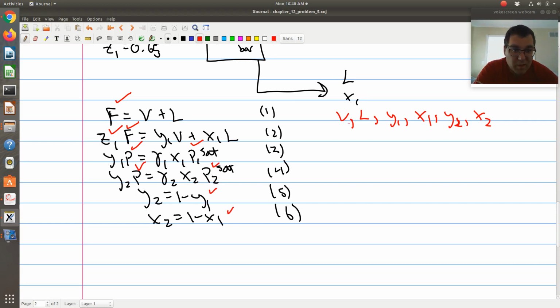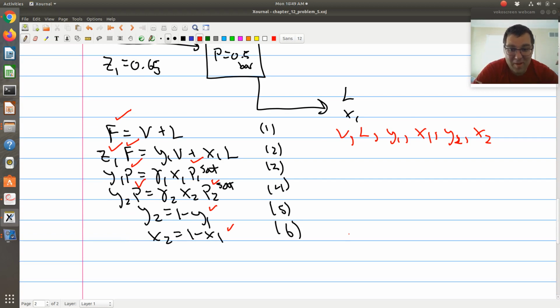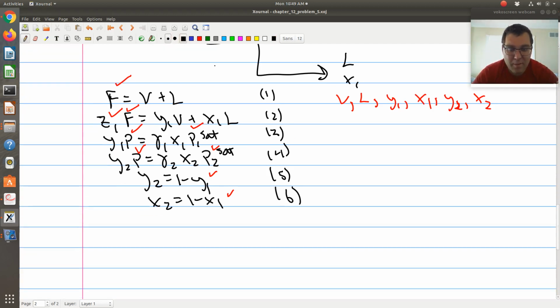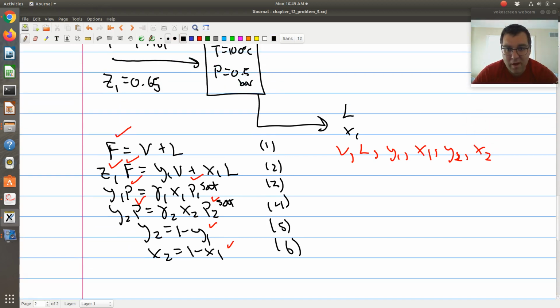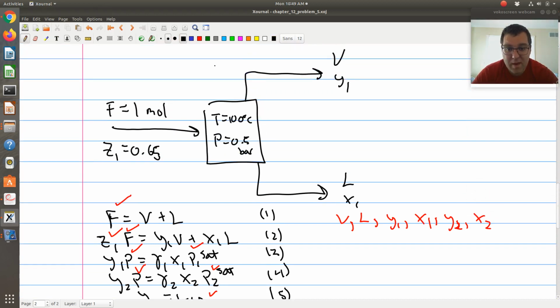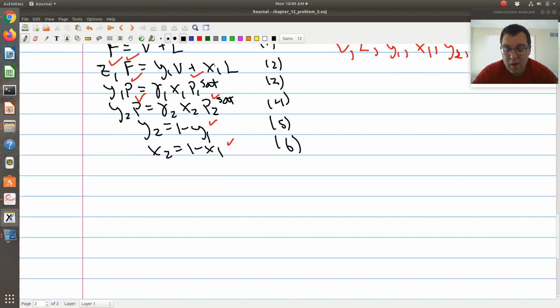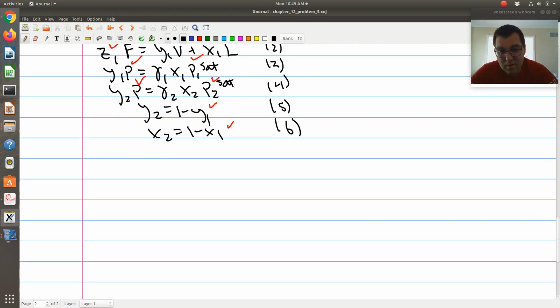So if I sum everything up, I have 1, 2, 3, 4, 5, 6 unknowns, 6 equations, so I can simultaneously solve those 6 equations for 6 unknowns, right? And then you have it. Now, since this is a binary system, we can systematically go about it, and it's not all that big of a deal. So for example, since I know P, I just don't know Y1 and X1, I could start with the bubble P calculation. So this is just an example.